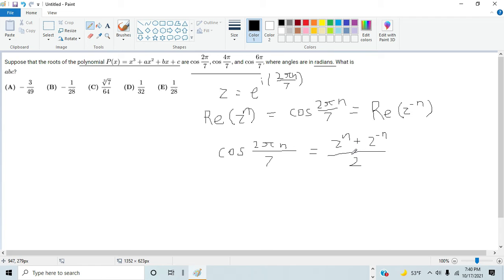When we add these two terms together, the imaginary parts will cancel each other out. The real cosine parts will get counted twice, and then when we divide by 2, it's just going to give us our original cosine again. So we can generate each of cos of 2 pi by 7, 4 pi by 7, and 6 pi by 7 in this exact same way.